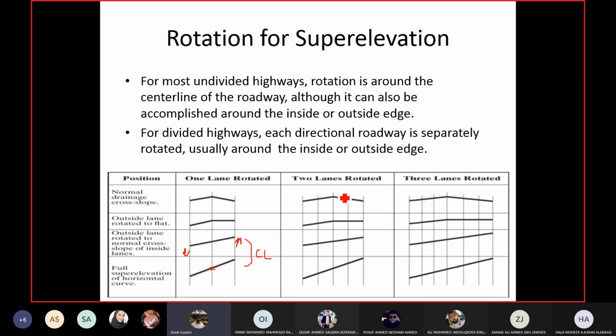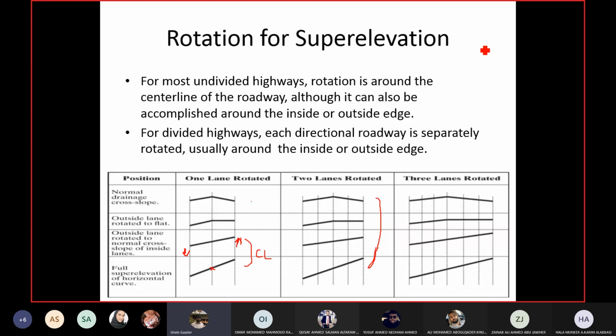One lane rotated means one outside lane. Two lanes rotated means two outside lanes. So I have two inside lanes as well, right? Highways have an equal number of lanes in both directions. So two lanes rotated means I have 4 lanes. 3 lanes rotated means I have 6 lanes. So this is how you achieve it. Between this one and this one and this one, the only change is the number of lanes. The procedure is the same.